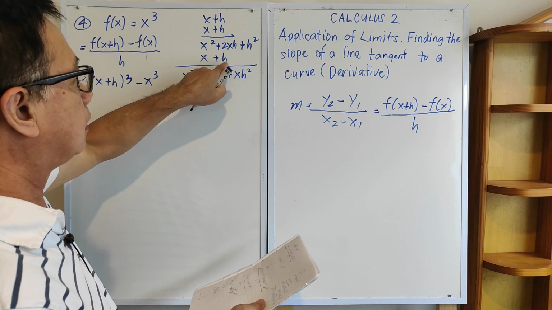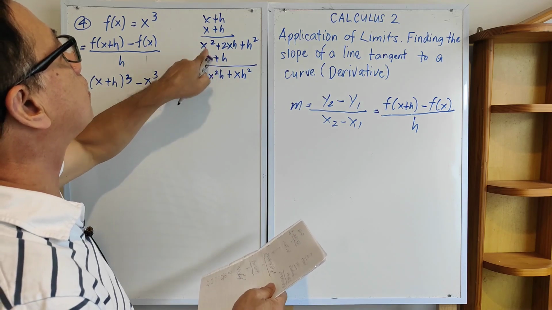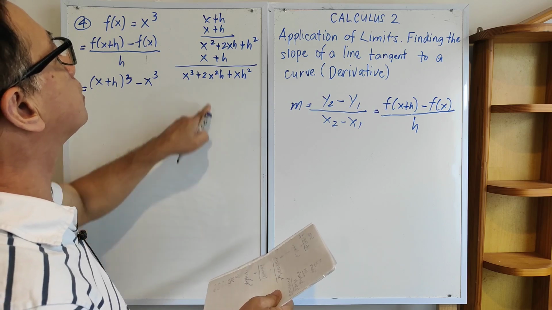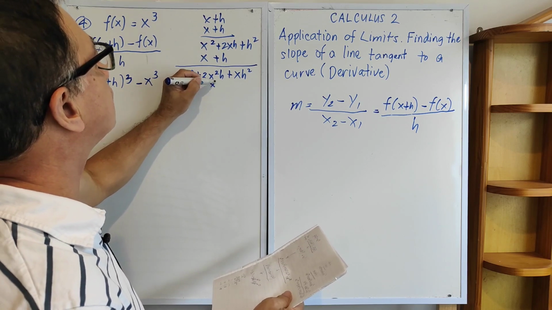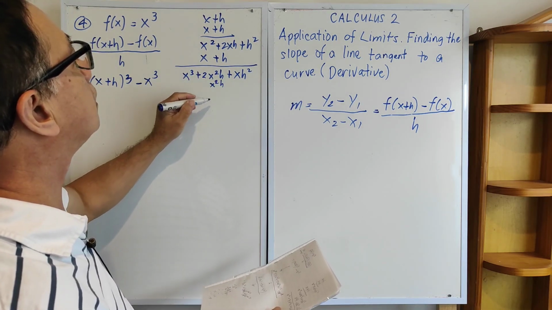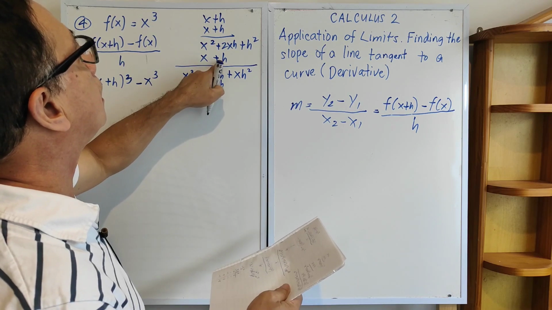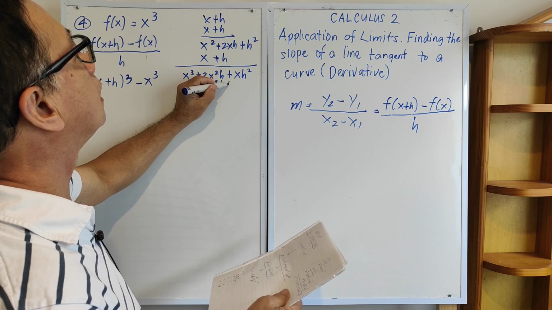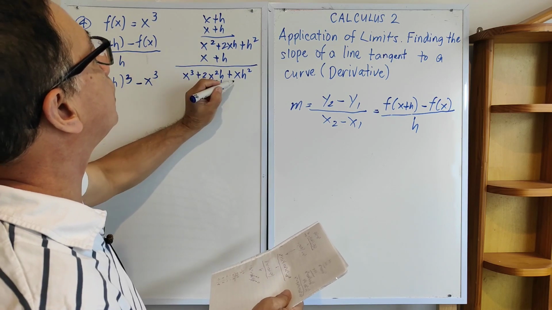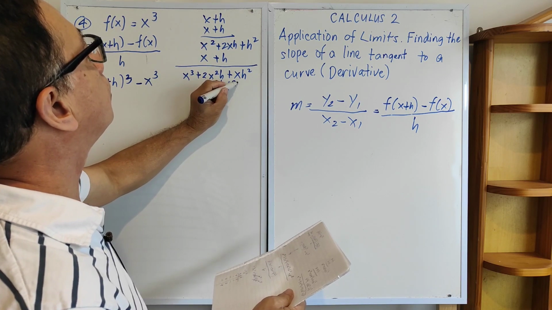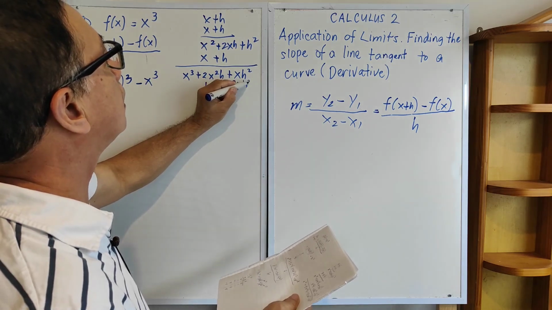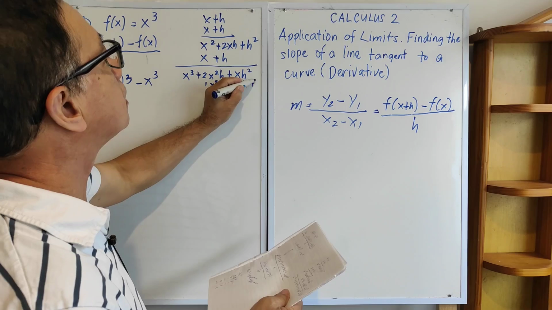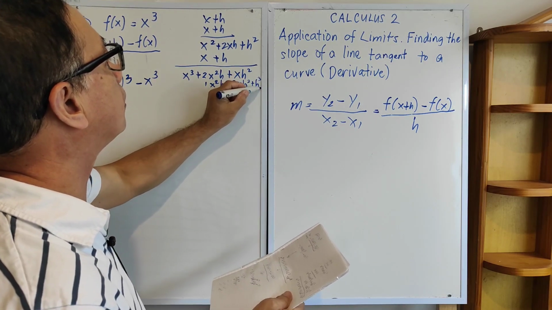Okay, now we go to the second term. h times x squared will be h x squared. So this is here, x squared h, just one. h times 2xh, that will be 2xh squared. And then h times h squared is h to the third power, or h cubed.